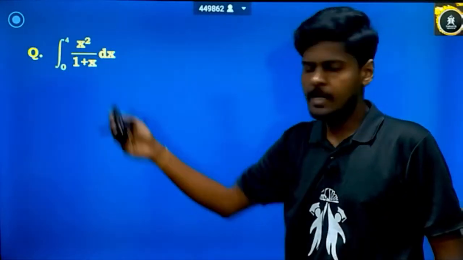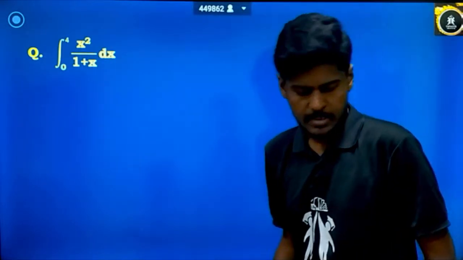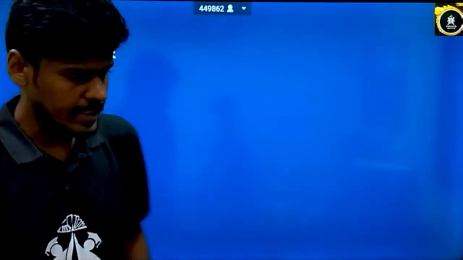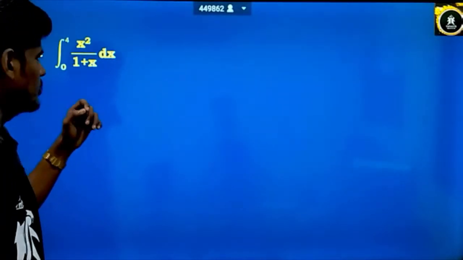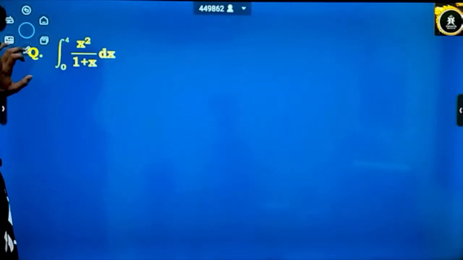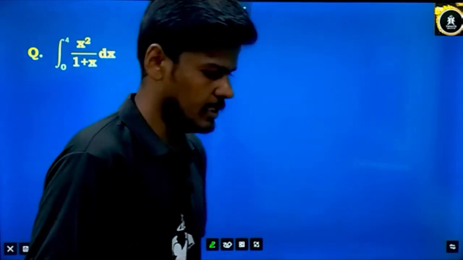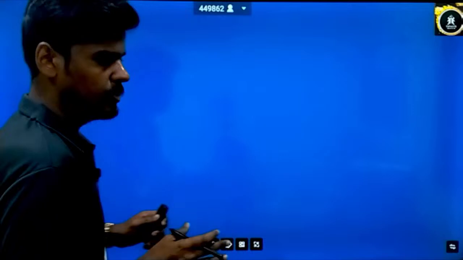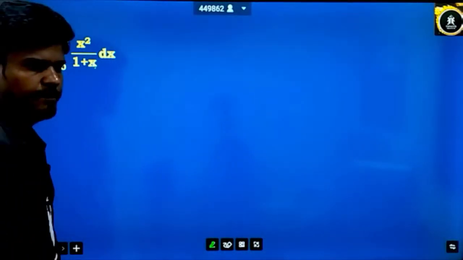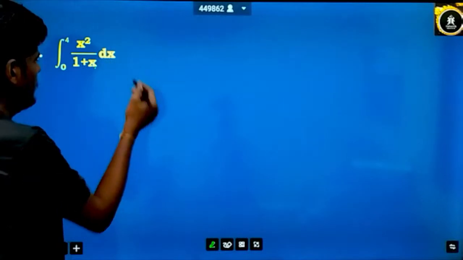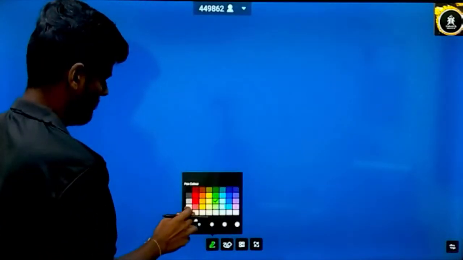Next one is integral between 0 to 4 x square by 1 plus x dx. Again, before applying the limit, we have to evaluate the integral. And how to do that? We have to manipulate this expression so we can obtain an integrable function. So how to do that? Here we have x square divided by 1 plus x dx.